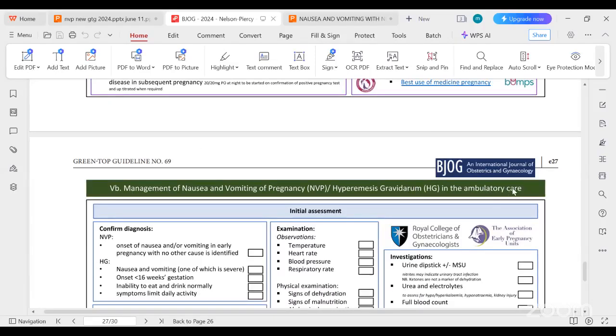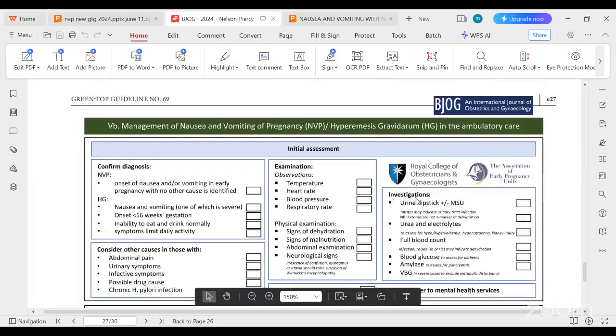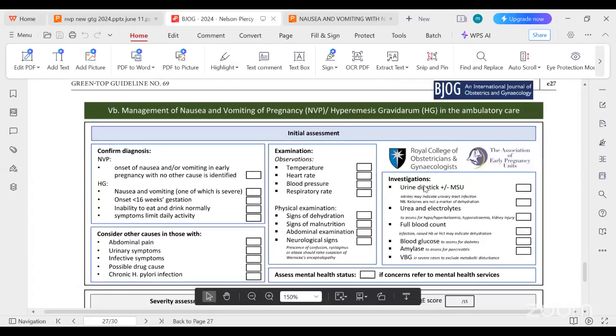Now, you can see the difference in the previous chart. We had four tests in the previous chart for community care: urine dipstick, urine electrolytes, full blood count, and blood glucose. Here, these are the two initial tests. Additional tests include that the patient will be tested for amylase and for venous blood gases as well, and a detailed examination should be done.